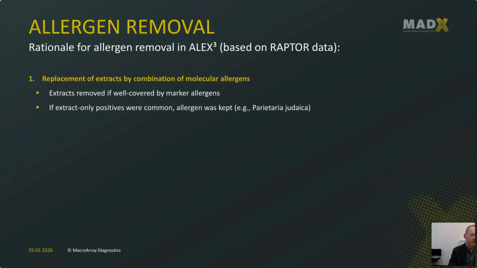So one approach to remove extracts from the Alex 3 was to see if the allergen source is adequately covered by molecular allergens. If there was very good coverage of the allergen source with molecular allergens, then that was reason to remove the extract. And if coverage wasn't particularly complete, then we decided to keep the extract on the platform.